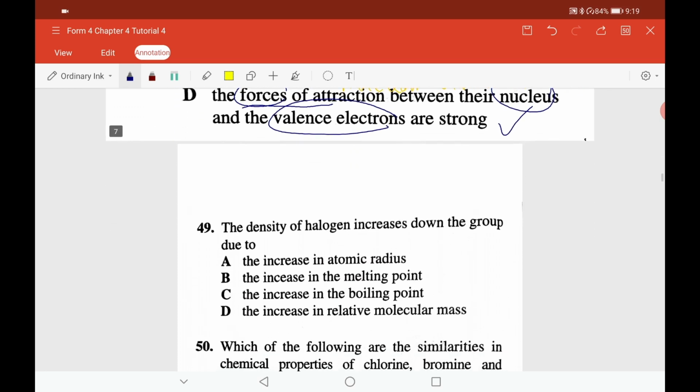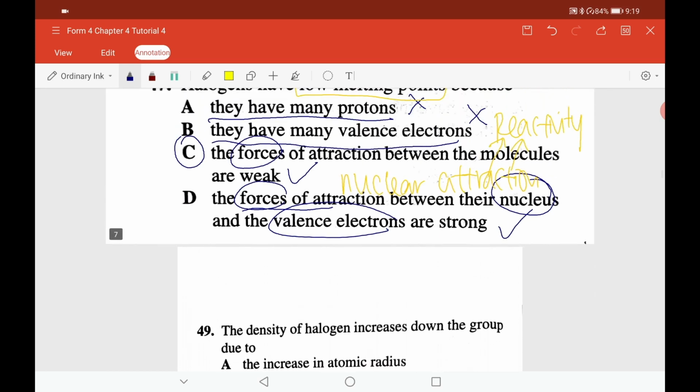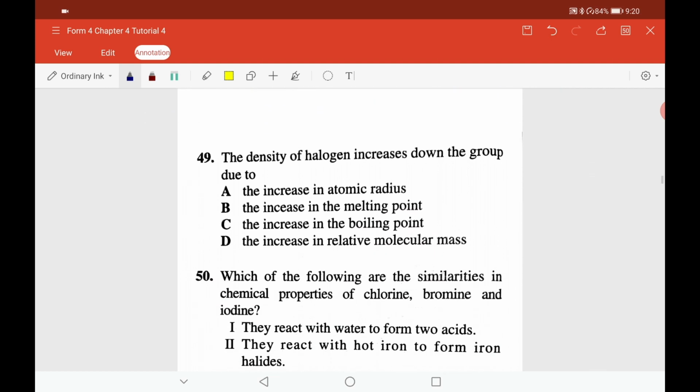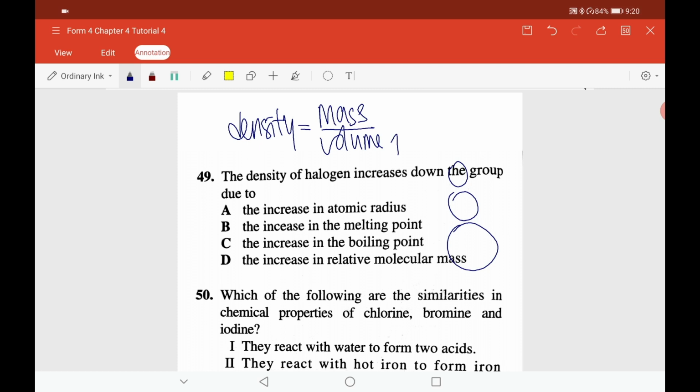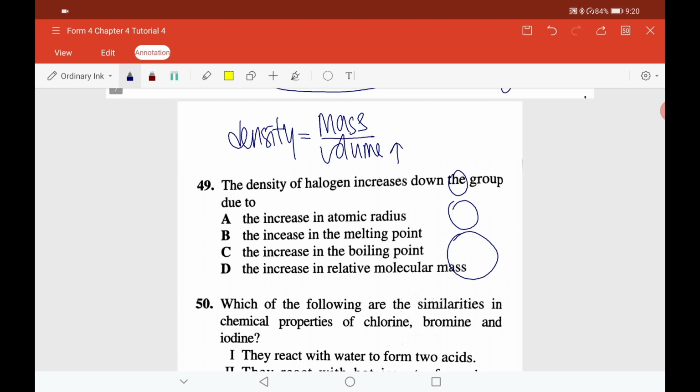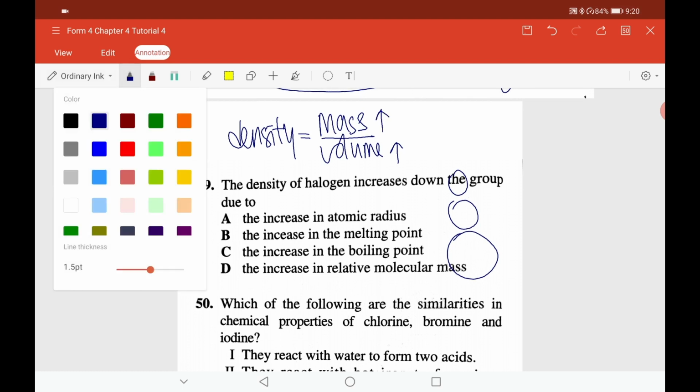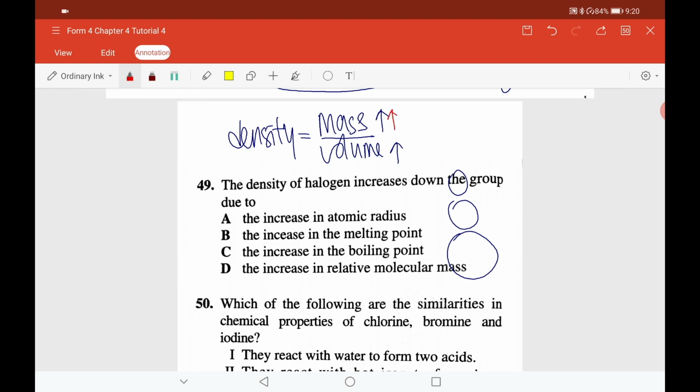So the next one, the density of halogen increases going down the group because of what? So we know density is equal to mass over volume. Going down the group, the size becomes bigger. When the size becomes bigger, volume will increase, and it will become more and more heavy, so the mass will increase. But everyone needs to understand, mass increases faster than volume. Mass increases a lot, volume increases a little bit only. So we just focus on mass.